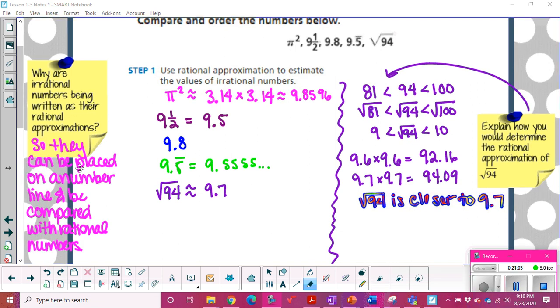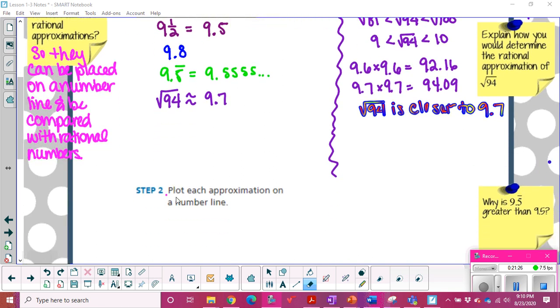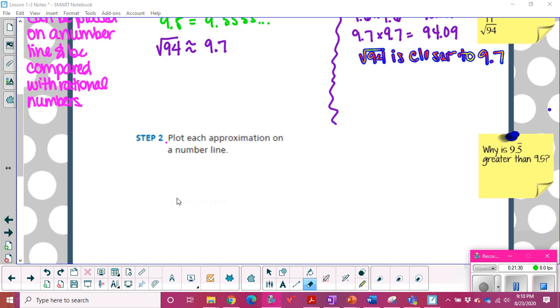Okay, so why are irrational numbers being written as their rational approximations? Why do we do this for pi squared and for the square root of 94? Because we want to compare these irrational numbers with the rational numbers, and so they need to be placed on a number line with the rational numbers. Therefore we had to make them rational approximations. Okay, so now let's plot each approximation on a number line.